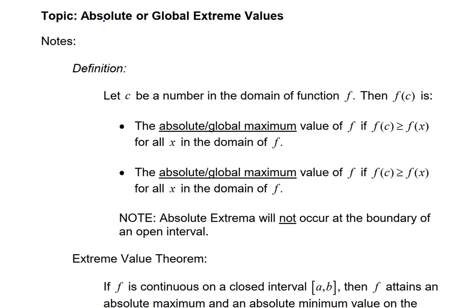This video is about absolute or global extreme values. Those words can be used synonymously. Different authors will prefer different ones. They mean the same thing. We'll start our notes with a definition.